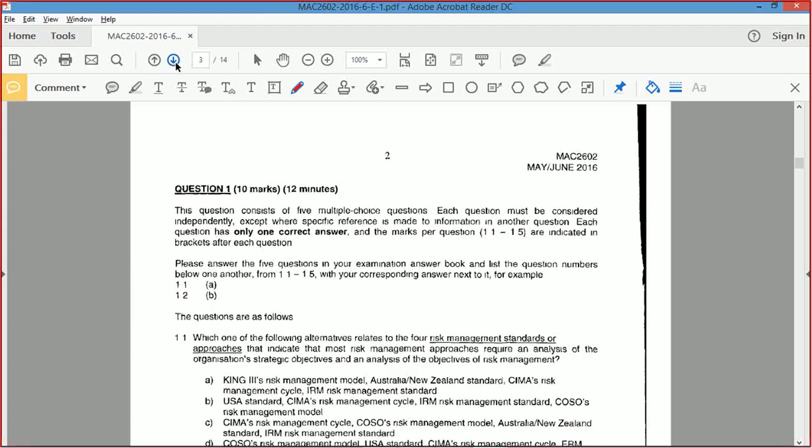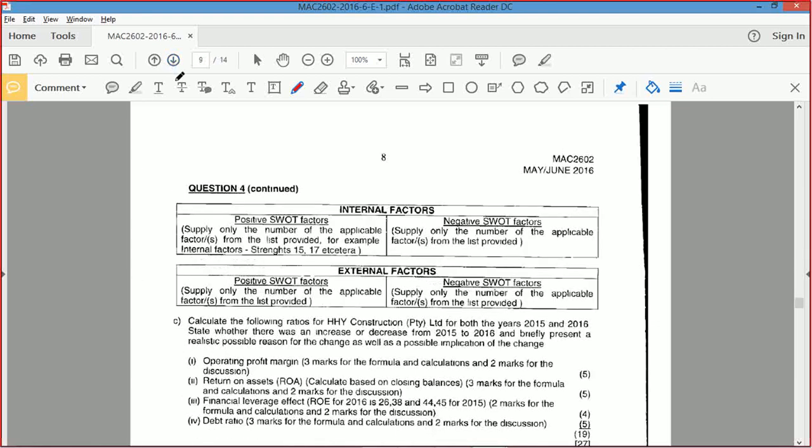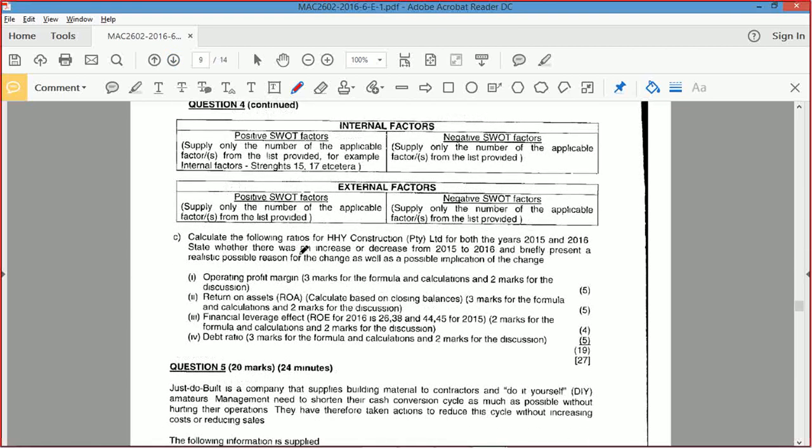So I would go to question 4 just to have a look at what they're asking me to calculate. Here it is, question 4. They want you to calculate operating profit margin and return on assets. Remember, with return on assets there are 2 ways of calculating it. You can use DuPont, because ROA is part of DuPont: when you take the net profit margin times the total asset turnover, that gives you the return on assets. Then they want the financial leverage effect, and they want the debt ratio.